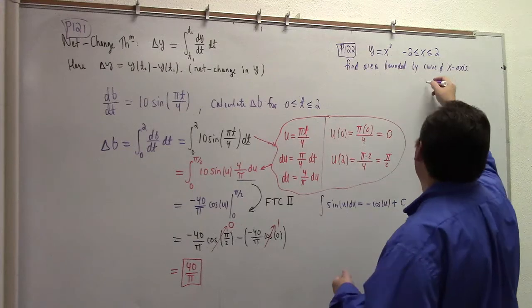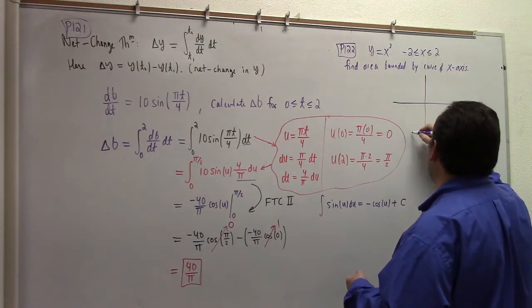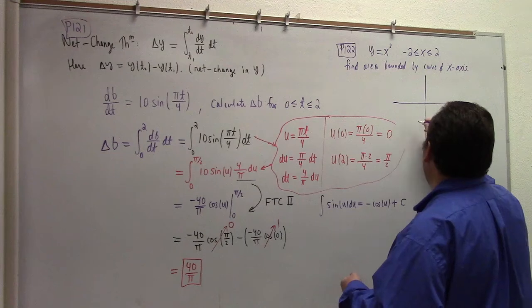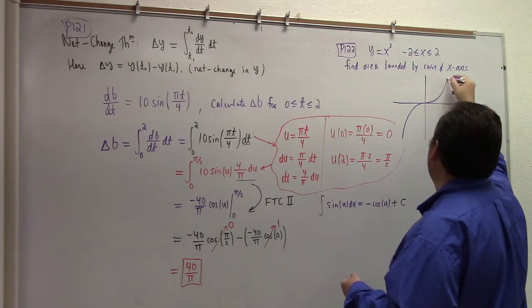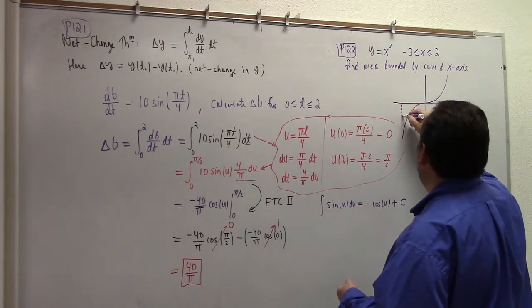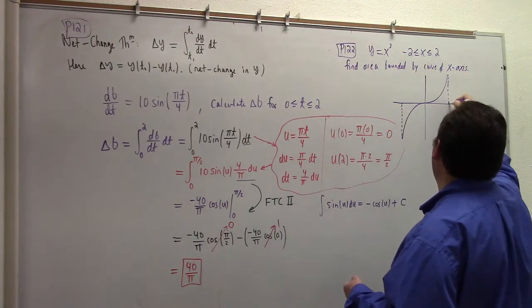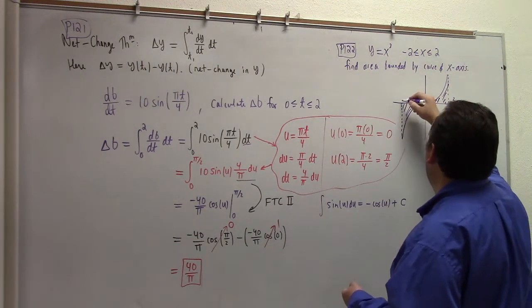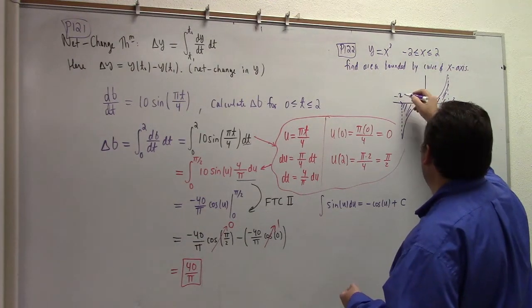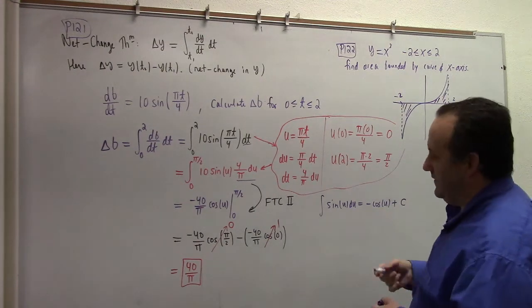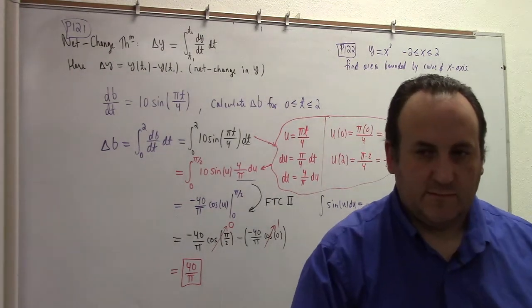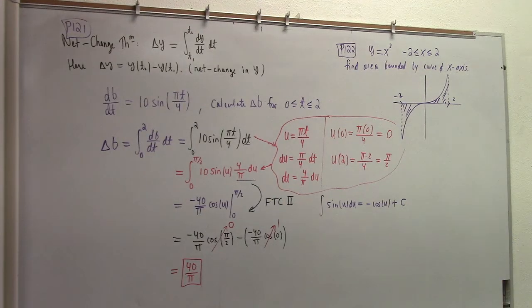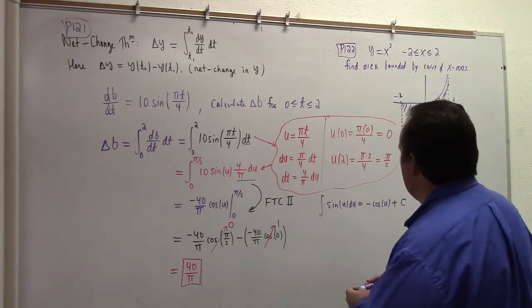So y equals x cubed looks like what? It's the cubic, right? It's one of these. And I'm asking you to find this area. So I think you can do that, right? I think this one you can do.